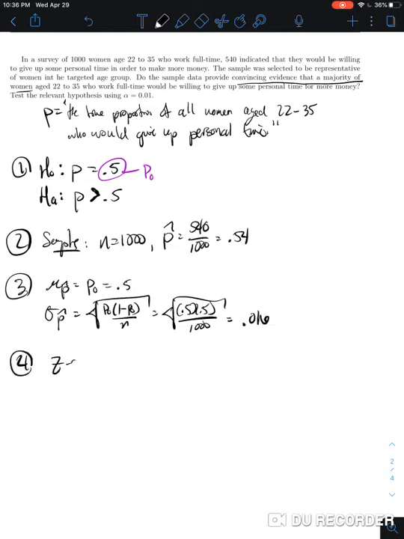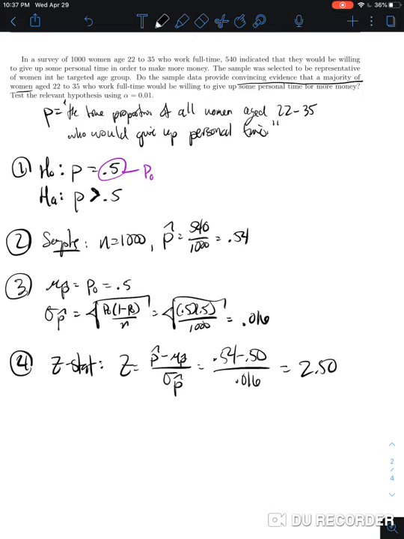All right, so part 4. This means I want to find the z statistic now. So you take your p hat, you subtract off the mean, and you divide by the standard deviation. So you take 0.54 minus 0.50, which is the mean, divided by 0.016, and you get 2.5. So p hat fell 2.5 standard deviations to the right. So the p-value then would be the probability that z is greater than 2.50.